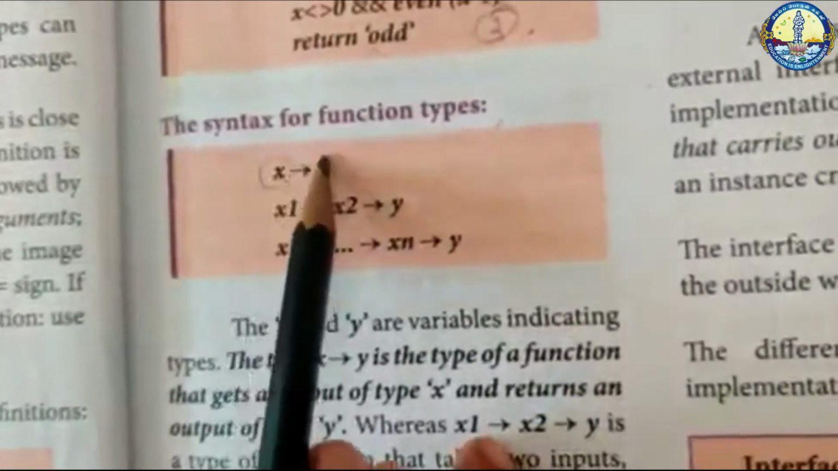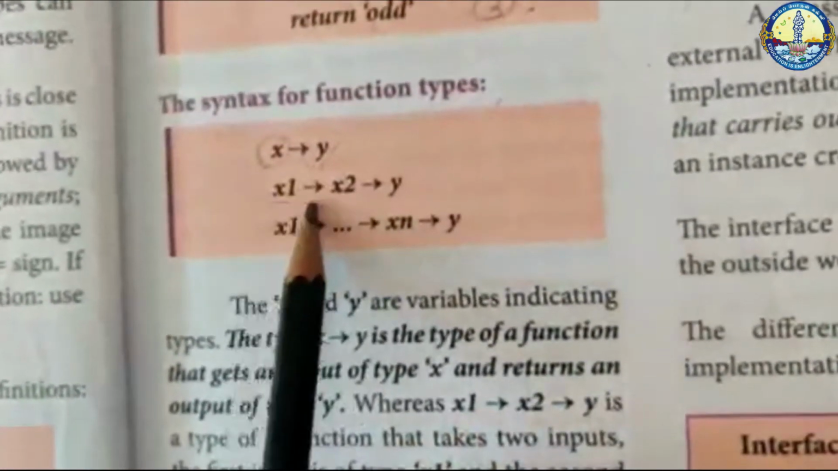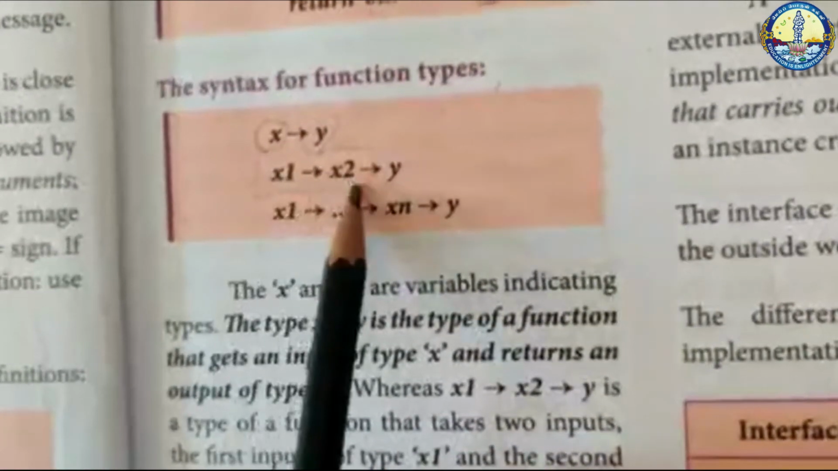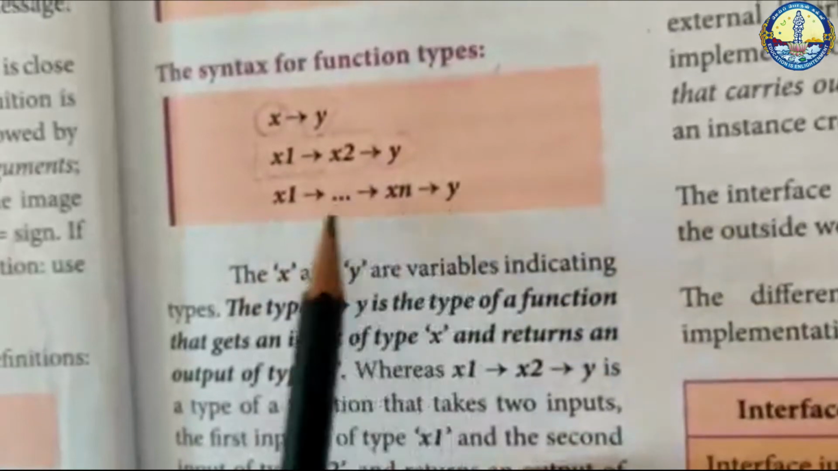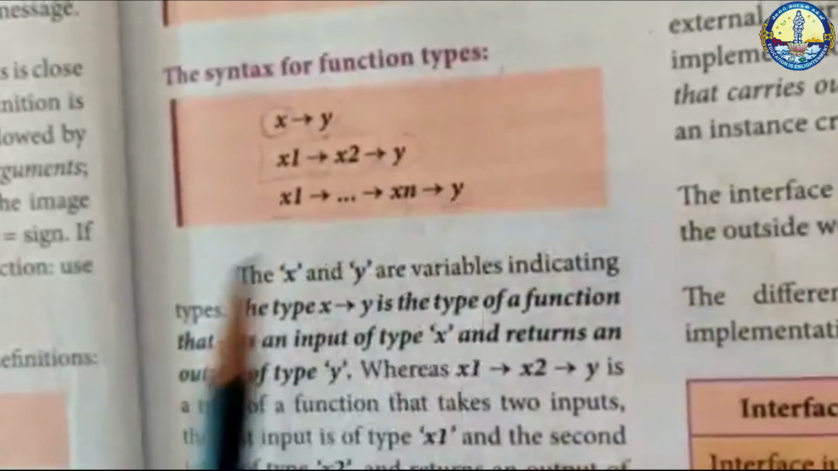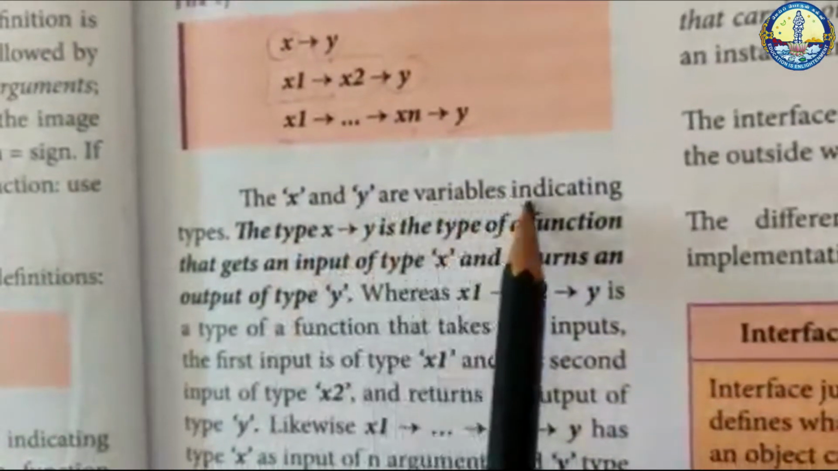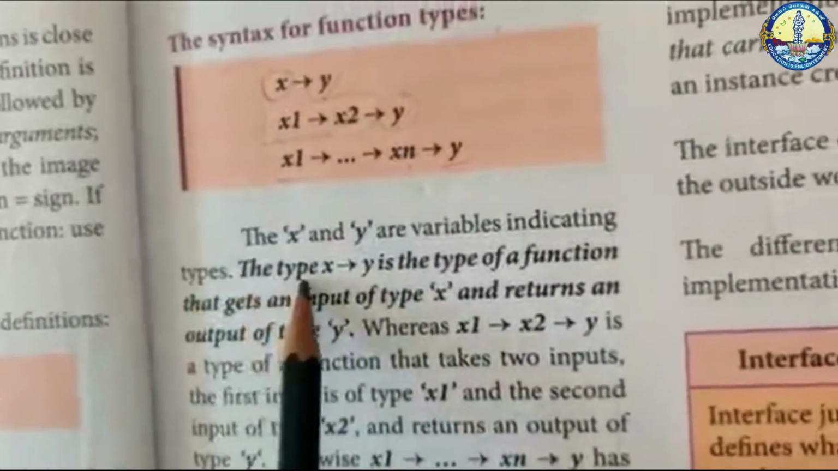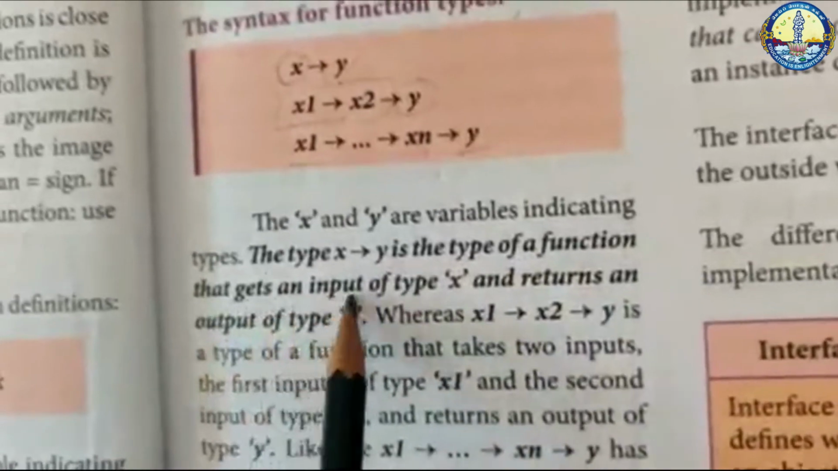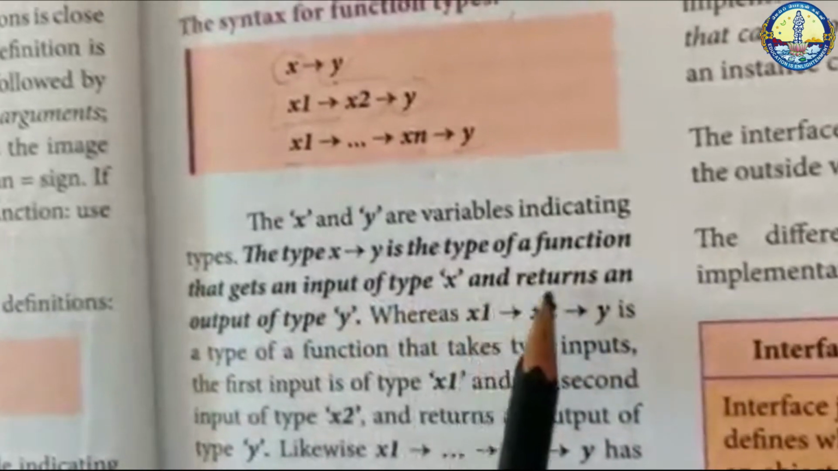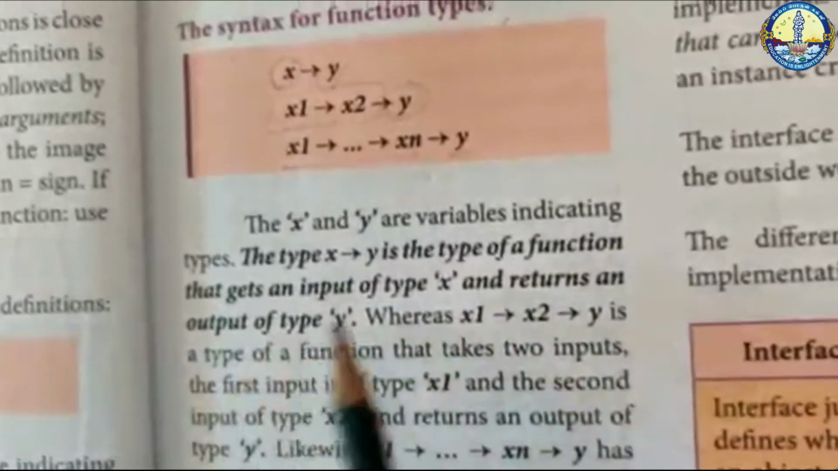The syntax for function types. x to y: x is the input and y is the output. More than one input can be used, but only one output: x1 to xn is the input, and this is the output. The x and y are variables indicating types. The type x to y is the type of a function that gets an input of type x and returns an output of type y.